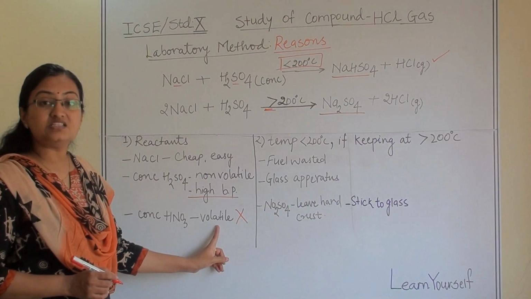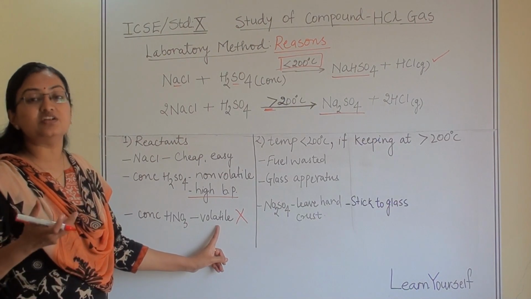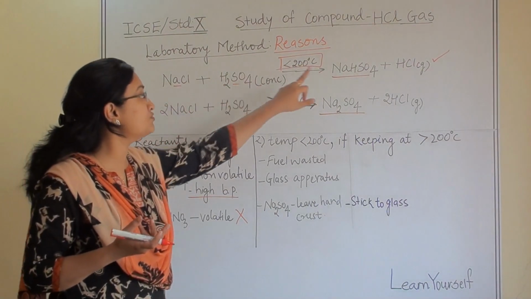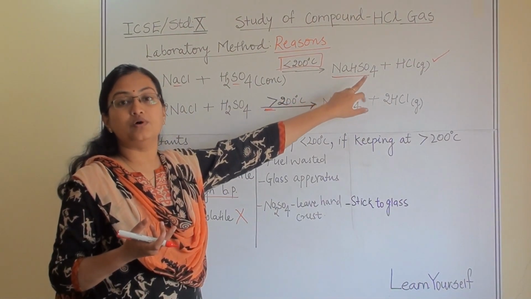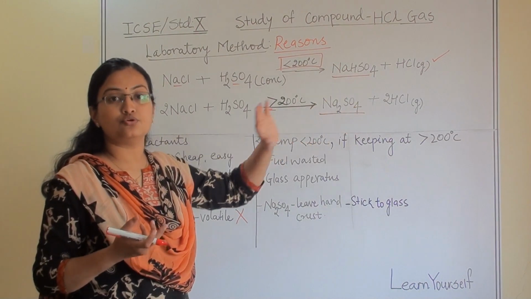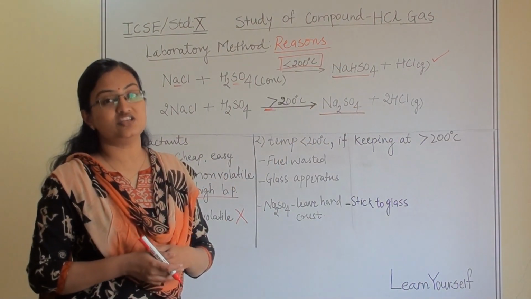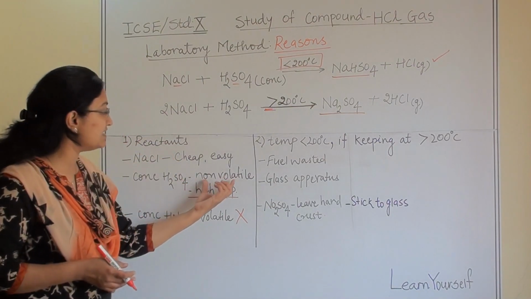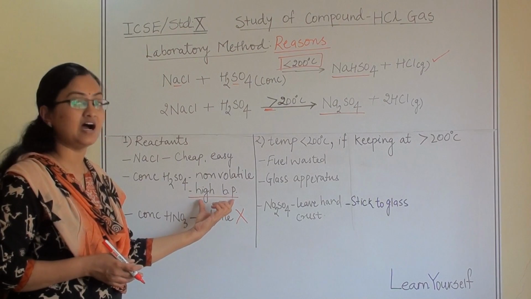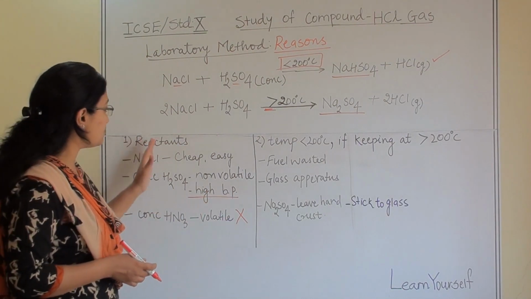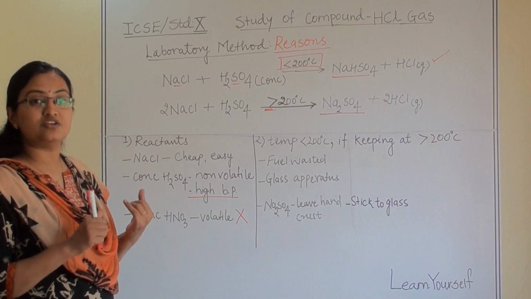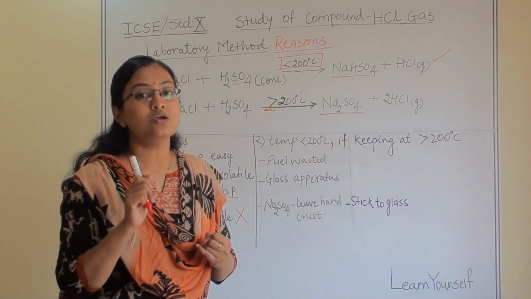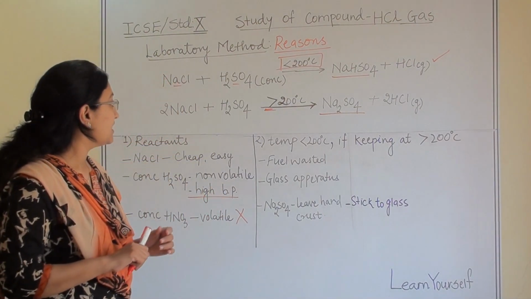Because its nature is volatile. It generates fumes. So whenever it is reacting with NaCl, its fumes may interfere in our product and byproduct. So that's why we are not using HNO3. We are using only H2SO4. And what is the reason behind that? It is non-volatile and it has a high boiling point. So this is all about the reactants, that why we are using NaCl and concentrated H2SO4, but we are not using concentrated HNO3.